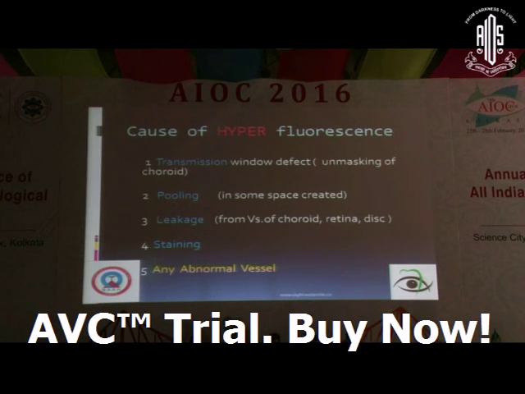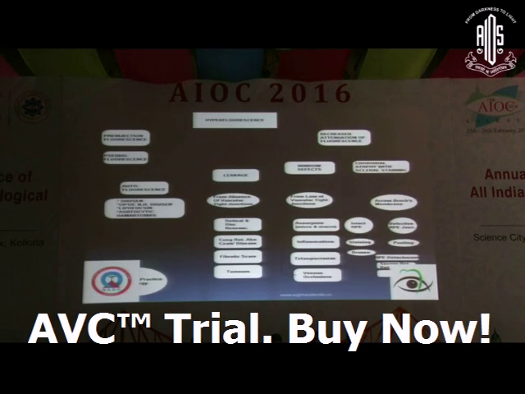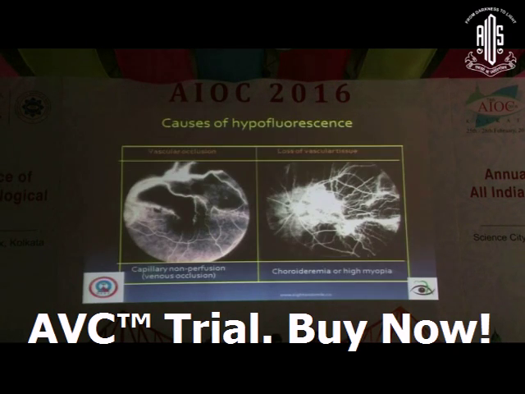Causes of hyperfluorescence: transmission or window defect, unmasking of the choroid, pooling in some space created, leakage from vessels of the choroid, retina, or disc, staining, or any abnormal blood vessel. Causes of hypofluorescence: blocked fluorescence by pigment, blood, or exudate on the way, obstruction of circulation, and loss of vascular tissue. These are the tabular form of the same causes of hyper and hypofluorescence. And this is a picture showing the xanthophyll block and transmitted fluorescence through an RPE defect.